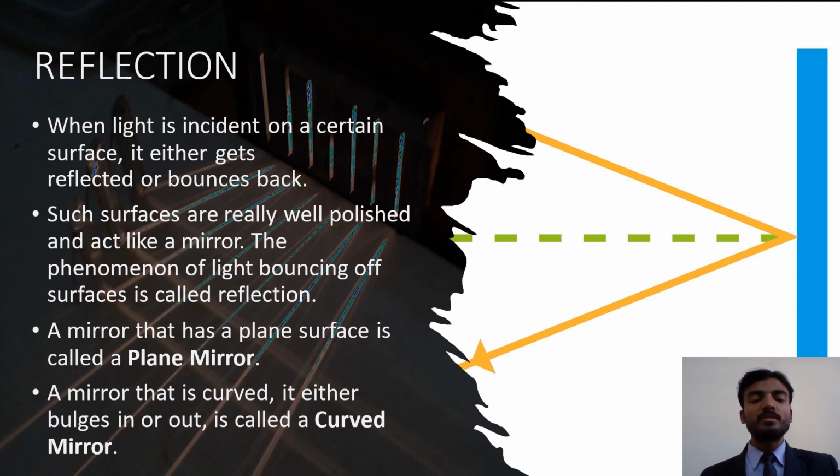Talking about reflection, what is reflection? Reflection is the bouncing back of light. Light collides with a polished surface and comes back. When light is incident on a surface, it gets reflected or bounces back. Such surfaces are well polished and act like a mirror. The phenomenon of light bouncing off surfaces is called reflection. A mirror that has a plane surface is called a plane mirror, and a mirror that is curved, which either bulges in or bulges out, is called a curved mirror.